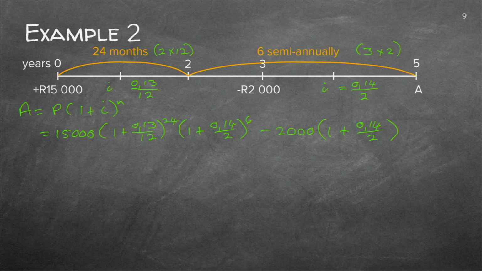Now, how long is that? From 3 to 5 is 2 years. But because it's semi-annually, I need to multiply it with 2. Just as I divided the i with 2, I must multiply the n with 2. So there are 4 half years, 4 semi-annual sections in 2 years. Good. So there's your whole sum set.